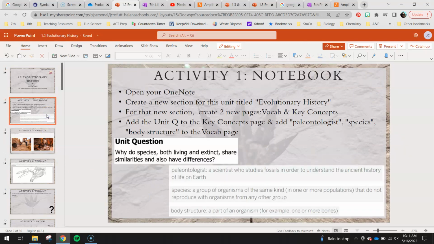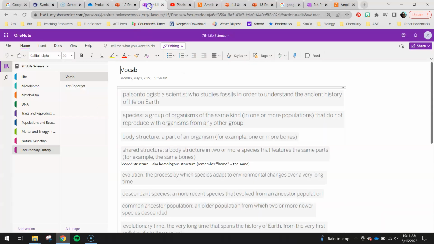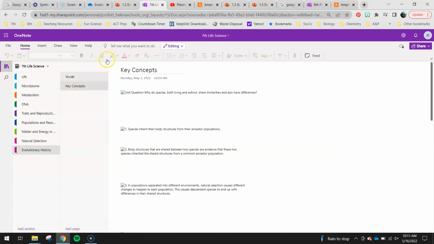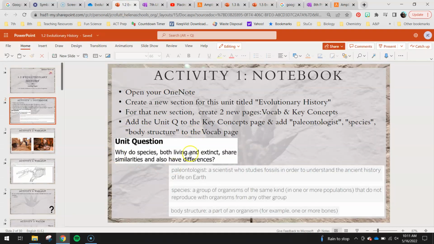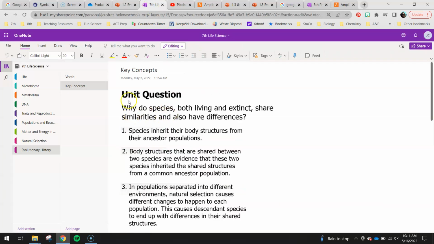As this is our first lesson in this new unit, you will need to set up your notebook. So go into OneNote today. You will add a new section, title it Evolutionary History, and then add 2 pages: title 1 vocab, and title 1 key concepts. Today you are going to add the unit question: Why do species, both living and extinct, share similarities and also have differences? You can see my unit question added right there on the key concept page.